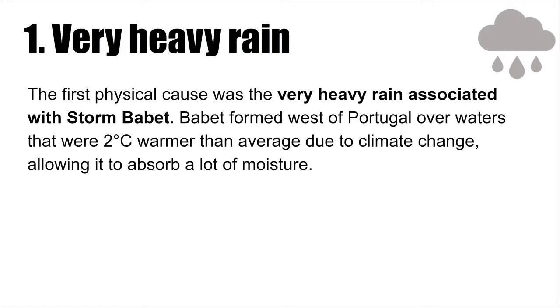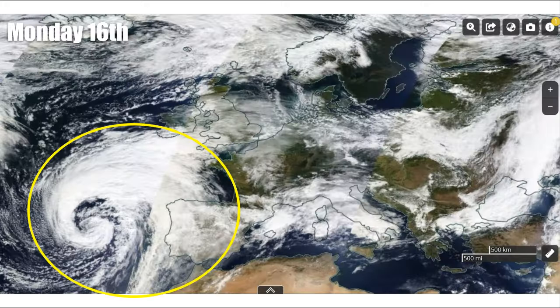Babette formed west of Portugal over waters that were about 2 degrees warmer than average as a result of climate change. This meant that the air above could absorb more water from the sea, bringing a lot more moisture towards the British Isles. This is Storm Babette on Monday. This is the day that it was named, off the west coast of Portugal, here over the sea.